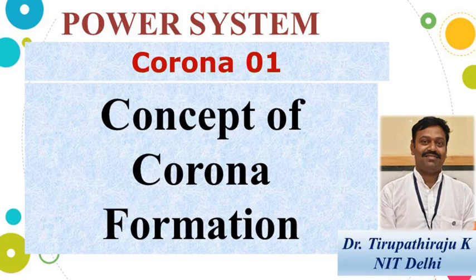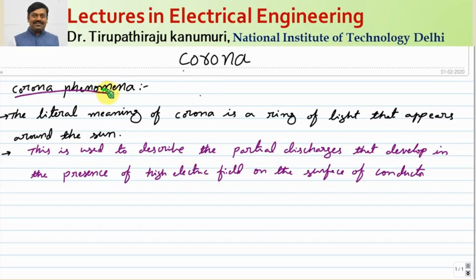Hi all, today we are going to discuss the corona phenomenon. The literal meaning of corona is a ring of light that appears around the sun. This phenomenon is used to describe the partial discharge that develops in the presence of a high dielectric field on the surface of the conductor.